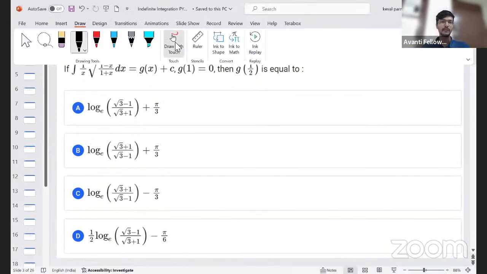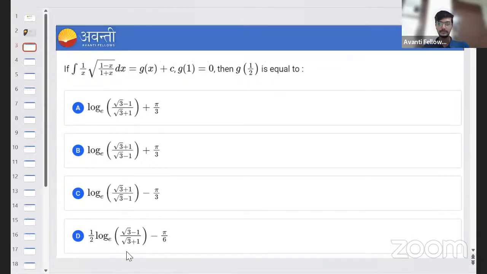We are given the integration of 1 upon x under root of (1 minus x) upon (1 plus x) is this, and g of 1 is 0. Then we have to find the value of g of half. Correct? So, what will be my value of g of half? Let's look at how to proceed with the question.